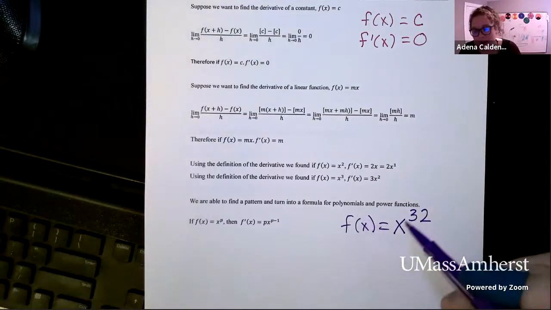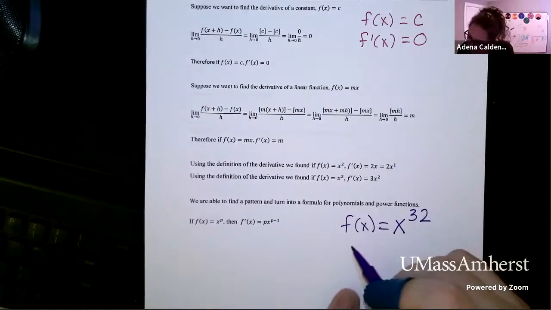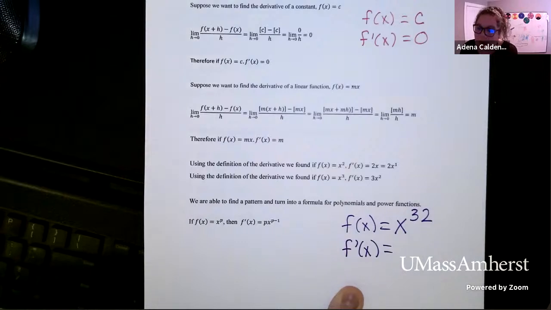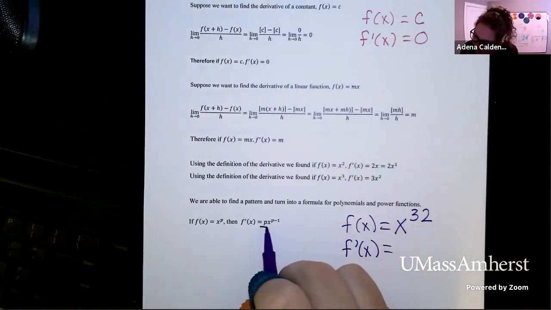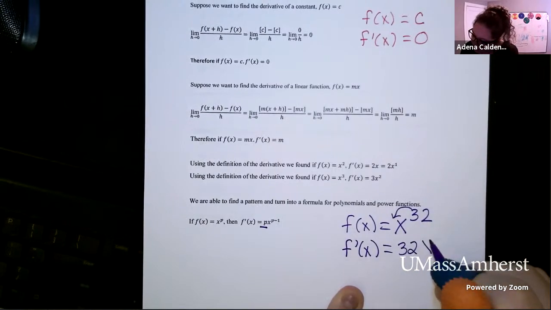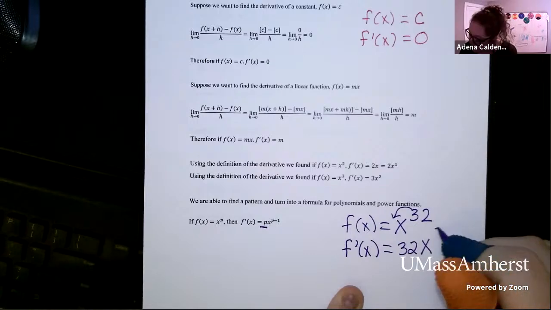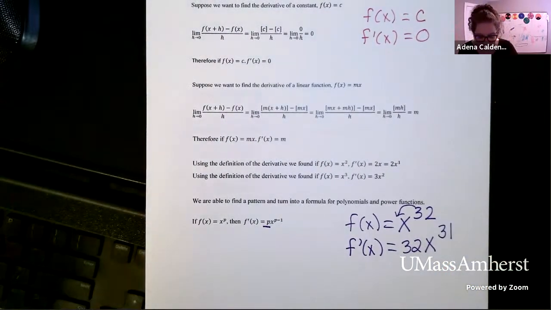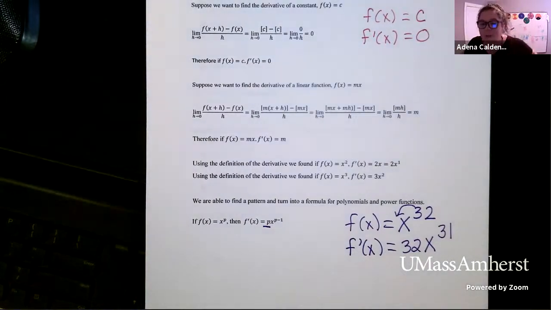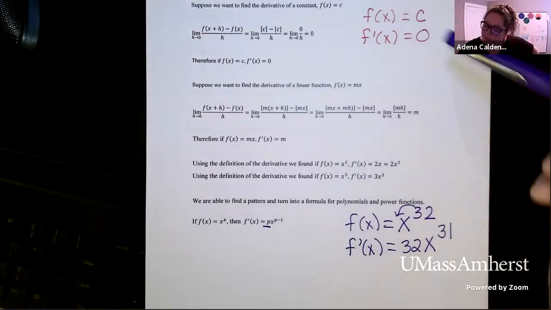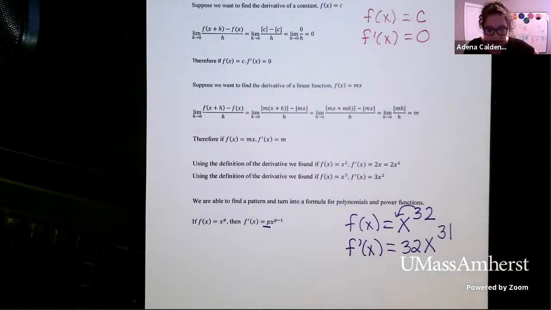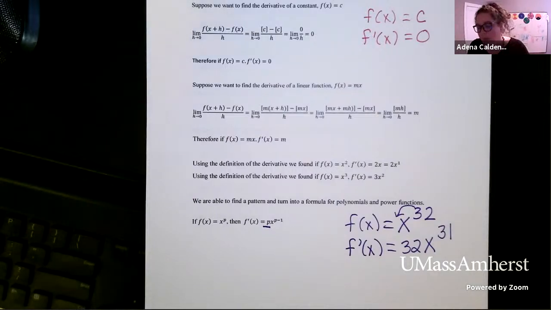But if x is in your base and then you have some power up here, the general formula to find the derivative algebraically is that the power comes down to the front, so 32x, and then we subtract 1 from the power. So 32x to the 31. Okay, so this is called the power rule. And today we're going to be looking at the constant rule, the power rule, and then later on sine and cosine. And we're going to be practicing all the different types of things we can do with this formula.